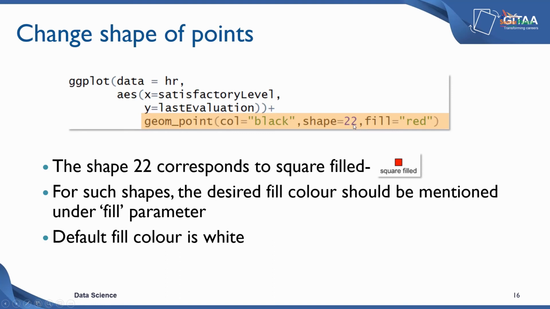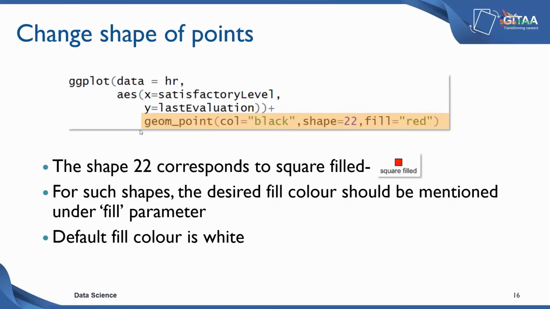Now 22 corresponds to a filled square where you have an outline for the square and there's a color inside. Whenever you use such kinds of shapes, you need to mandatorily give a fill color. The fill color that I'm giving here is red, and that goes under the parameter fill. So the value I'm supplying is red, and that is the color that goes inside the square. If you don't mention the fill color, the default color is white, so you will have an open square.